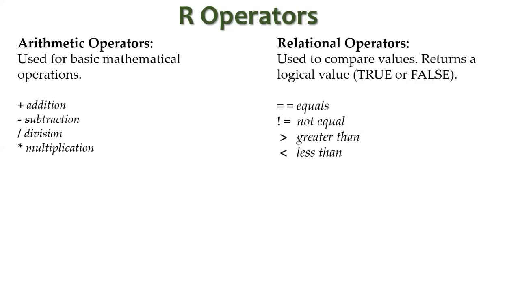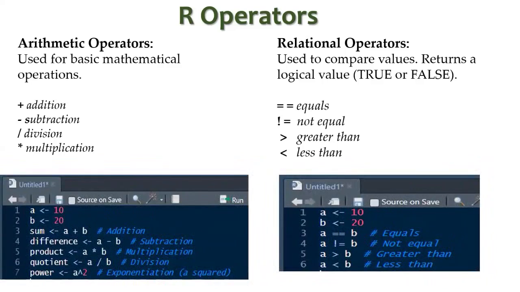We can also add an equal sign to the greater than and then we get greater than or equal to. And we can add an equal sign to the less than and then we get less than or equal to. So in the first box, the bottom left, I have assigned 10 to A and I have also assigned 20 to B.